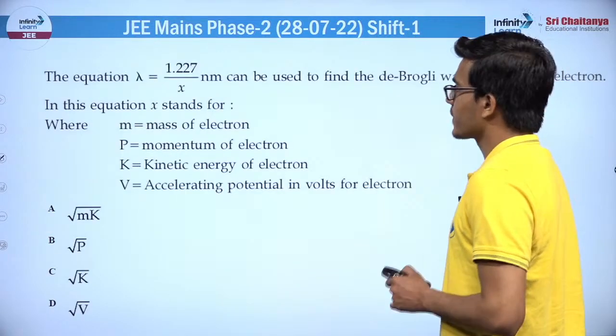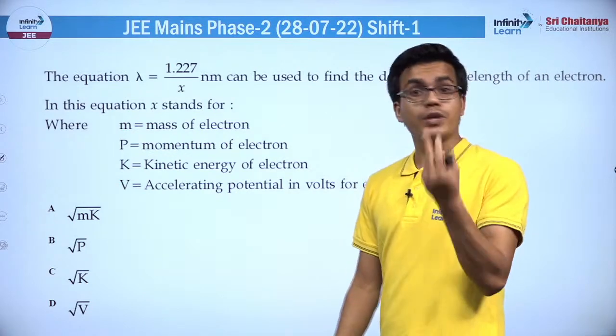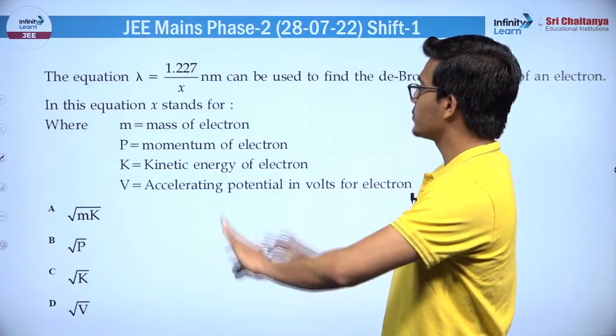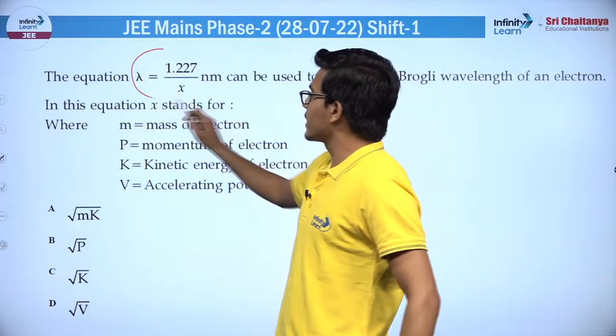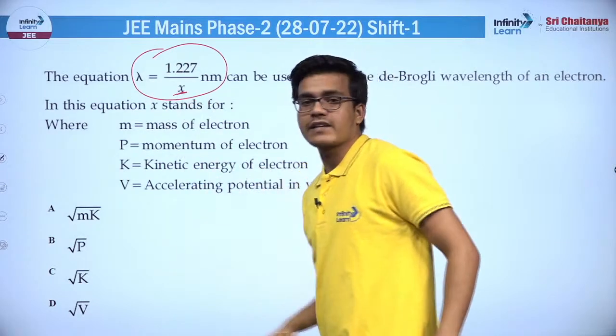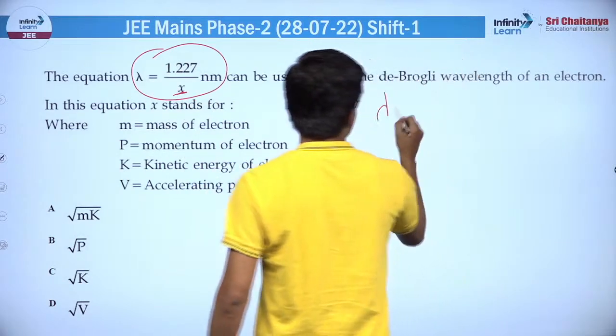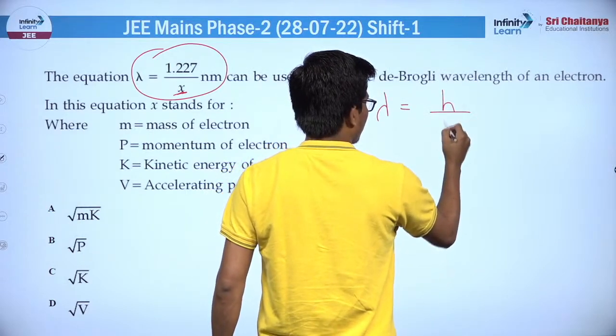Moving to the next question. This is something we generally do remember as a formula, but they have asked you that directly: if lambda is something like this, tell me what exactly X is. So de Broglie wavelength is given by h upon p.